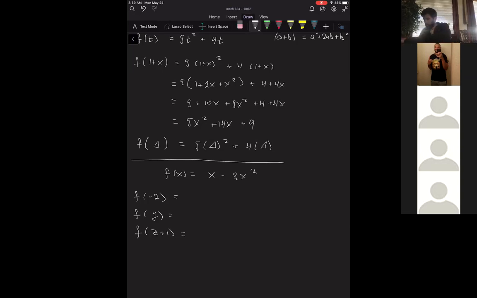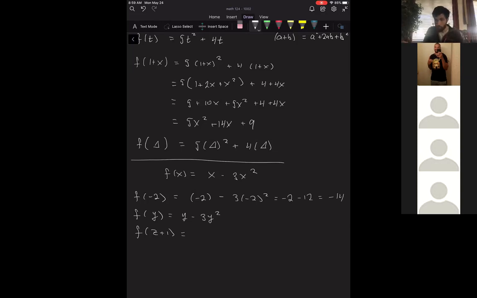Okay, let's go over these ones. So for this first one, f of minus 2, that one's not too bad. All we gotta do is plug in minus 2. So we'll get minus 2 in for x, minus 3, minus 2 squared. So this is going to be minus 2, and then minus 2 squared, that's 4, times 3 is 12, so minus 12. That's going to be minus 14. For the y, all I have to do is just replace the x's with y, so we're going to get y minus 3y squared.